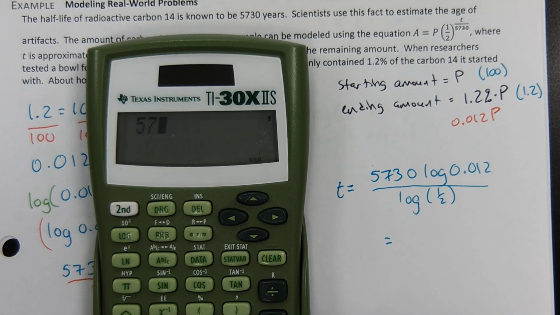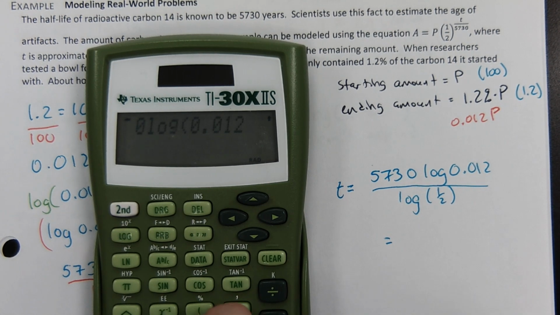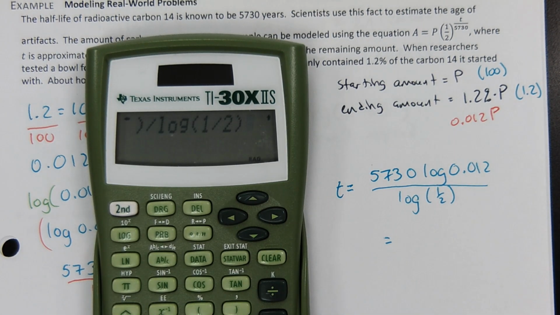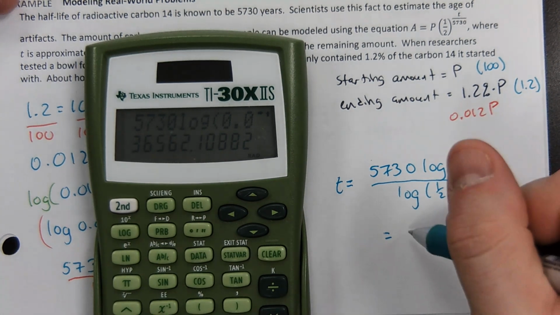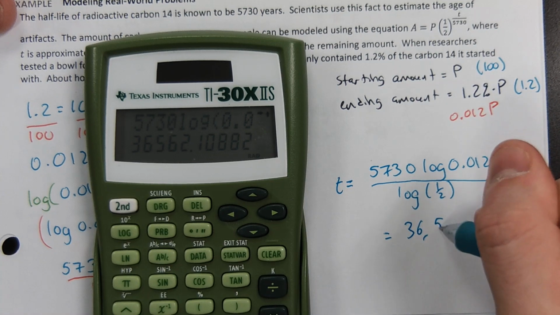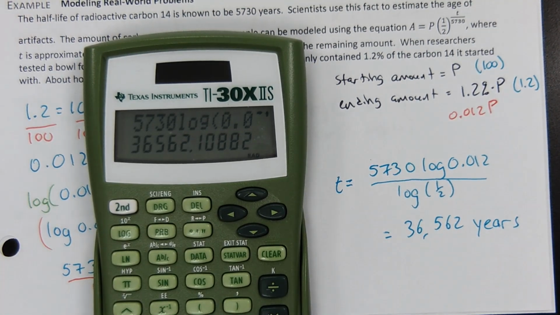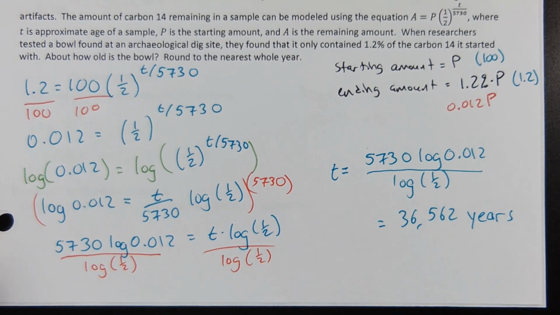5730 log of 0.012, close your parentheses, divide by log of 1 divided by 2, close parentheses, and we get our answer. About 36,562 years. Because it did say to round to the nearest whole year, so there it is. And if that Google website can be believed, this is well within 60,000 years, so a trustworthy number.